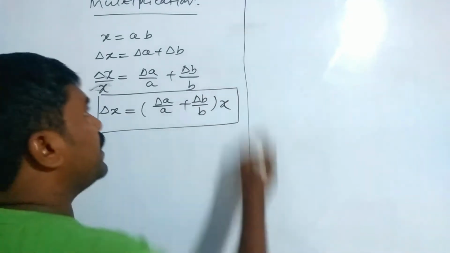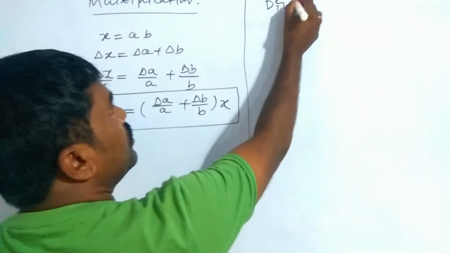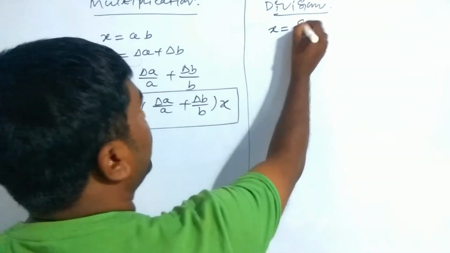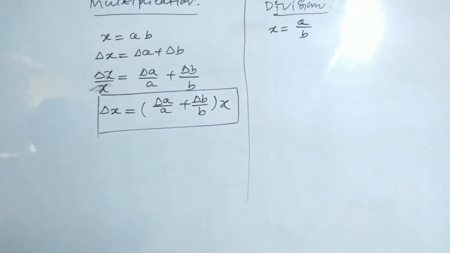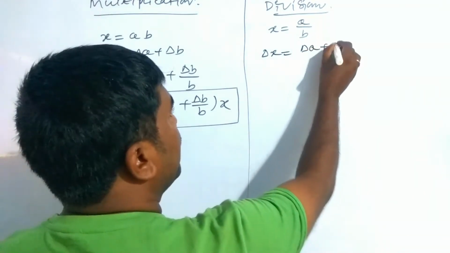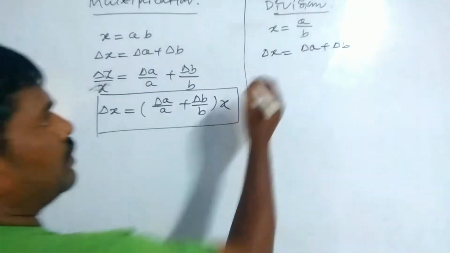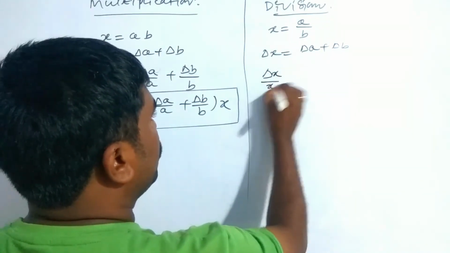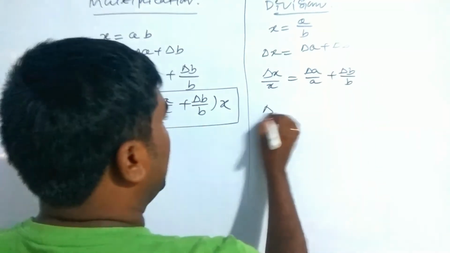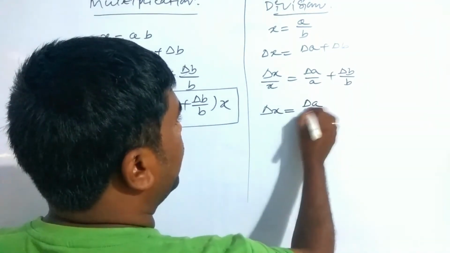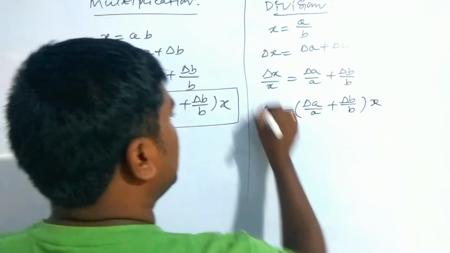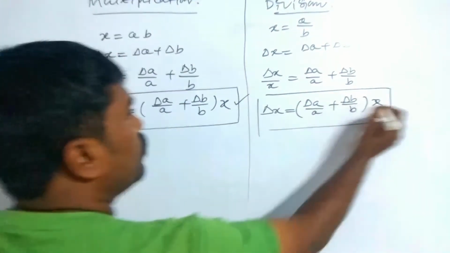Coming to the division, we find the error in the same way. Let x be equal to a by b, which is the division. Here delta x by x is equal to delta a by a plus delta b by b. And delta x is equal to delta a by a plus delta b by b, into x. Here you have to observe that these two are the same.